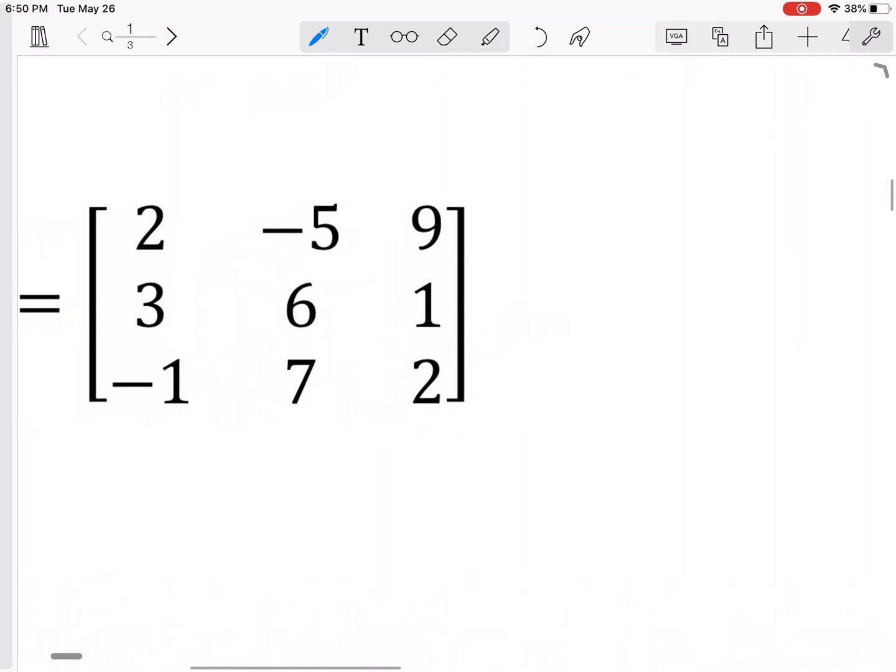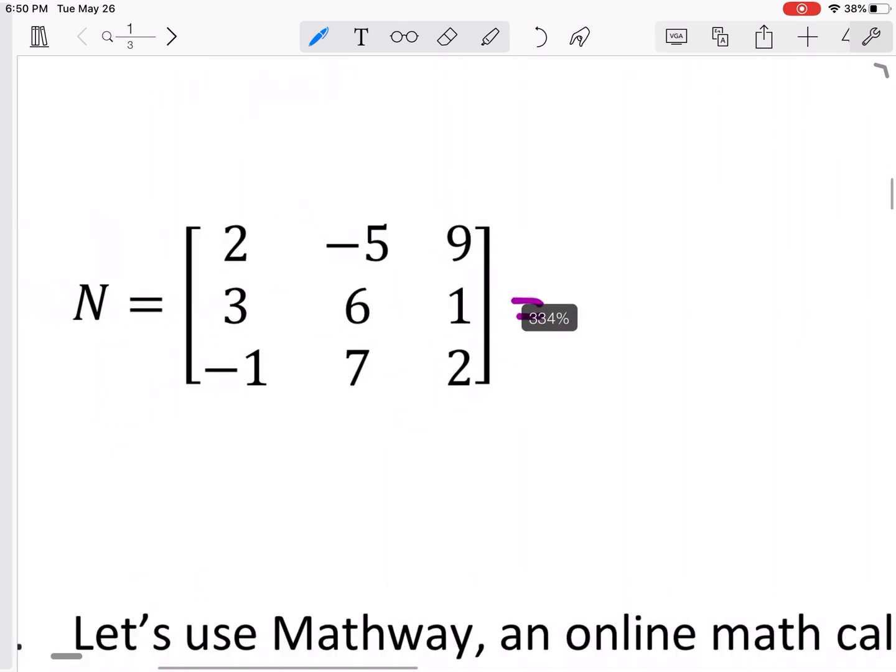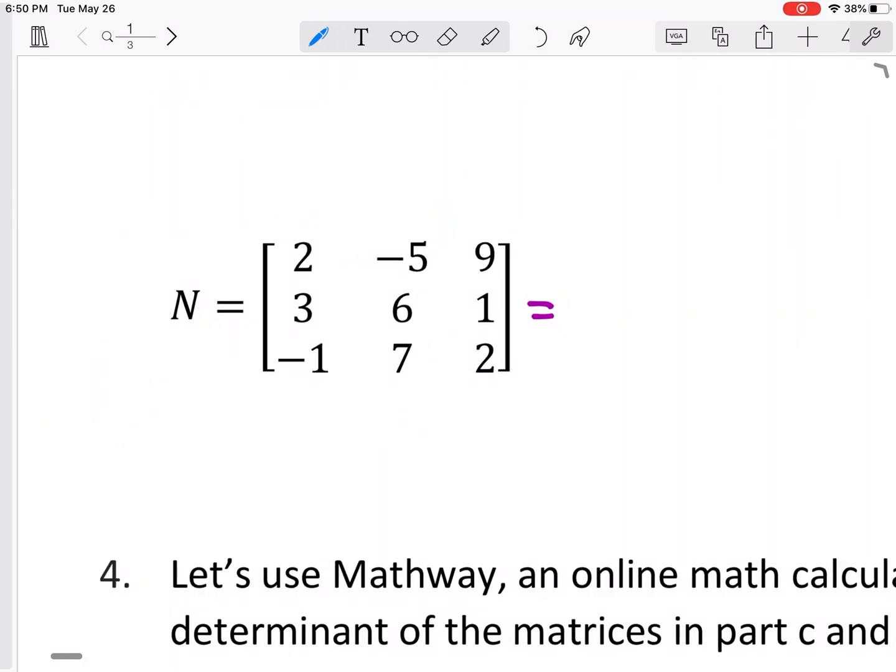So just to illustrate, because I'm never going to actually make you calculate by hand the determinant of a 3 by 3 matrix, I'll just show you where it comes from and then prove to you that it's going to be a lot easier just to use a calculator.